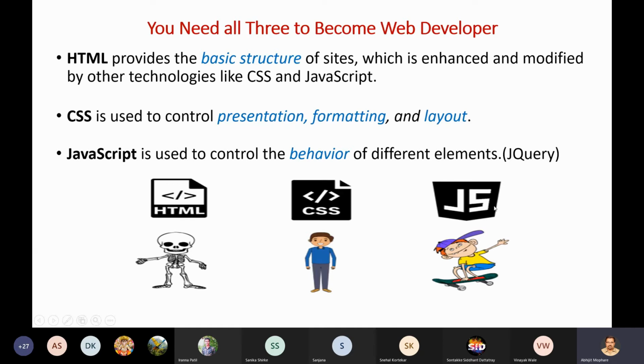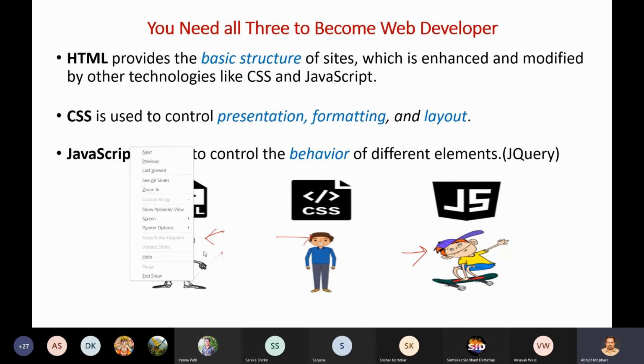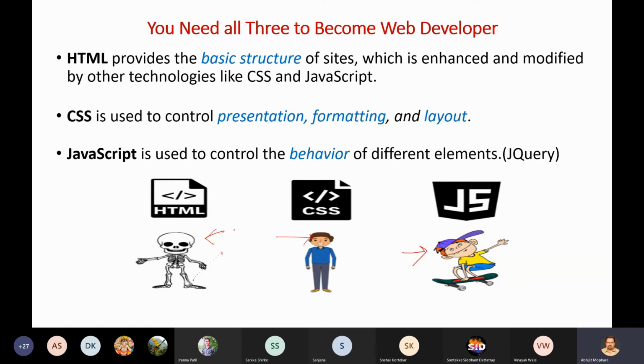I have some graphics over here. So this is HTML, this is CSS, and this is JavaScript, right? You can see HTML is a skeleton. CSS shows as a finely dressed up guy. And below, for JavaScript, you are seeing a cartoon where that particular boy is playing or doing some activity. So this implies structure, this implies look and feel, and this implies behavior.